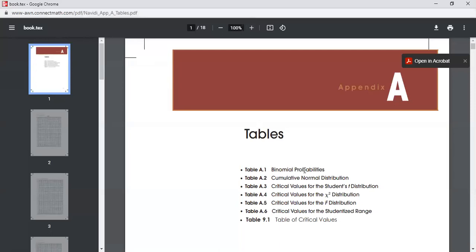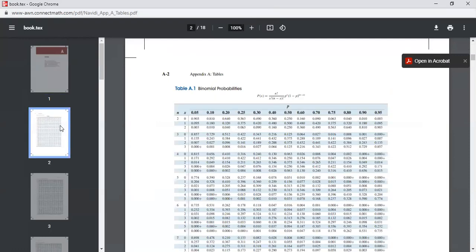So you can see table A1 is our binomial probabilities. That's what we're working with. So we're going to go to table A1. Notice we have n and then x. So those are the two columns we're going to look at first. And then, of course, we have p of 0.3. So we're going to see where these column and rows intersect.